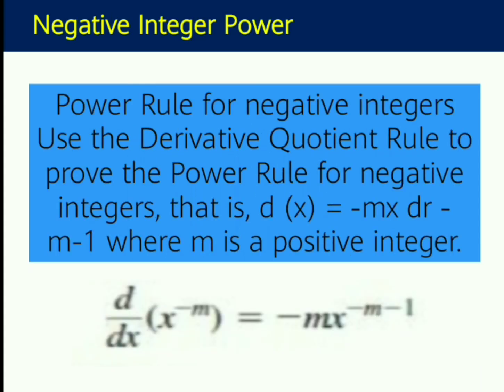Negative integer power. Power rule for negative integers: use the derivative quotient rule to prove the power rule for negative integers. That is, d over dx of x raised to negative m is equal to negative m x raised to negative m minus 1, where m is a positive integer.